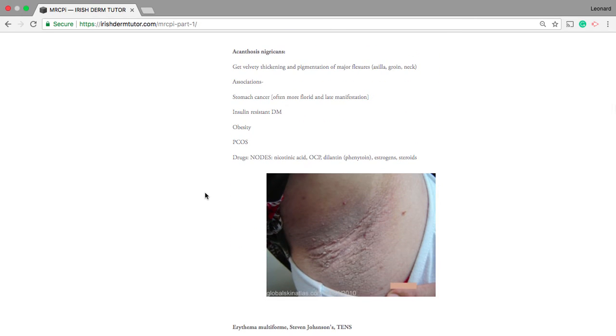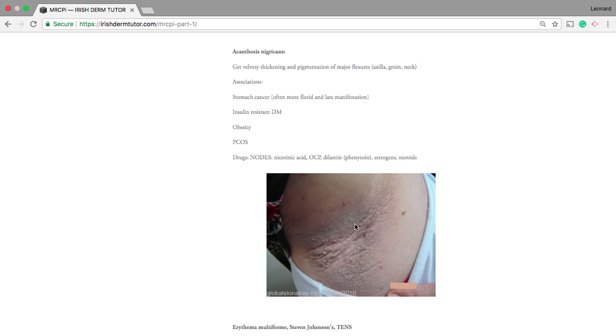Moving on to acanthosis nigricans. This is a condition where you can get a velvety thickening and pigmentation of the major flexures. The axilla really is a classic one, but it can occur in the groin, the flexures of the neck, and other areas as well. Now, again, it can have multiple associations.